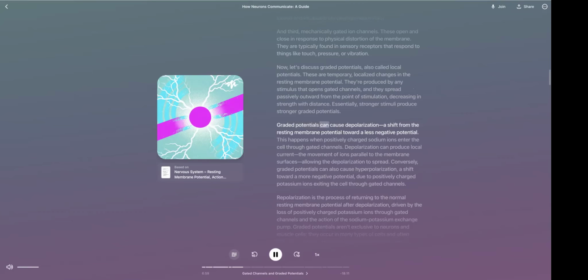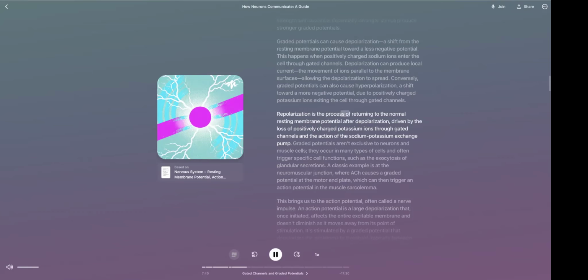Graded potentials can cause depolarization, a shift from the resting membrane potential toward a less negative potential. This happens when positively charged sodium ions enter the cell through gated channels. Depolarization can produce local current, the movement of ions parallel to the membrane surfaces, allowing the depolarization to spread. Conversely, graded potentials can also cause hyperpolarization, a shift toward a more negative potential due to positively charged potassium ions exiting the cell through gated channels.